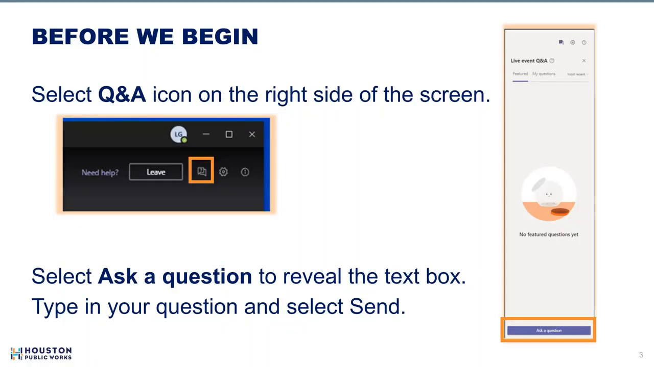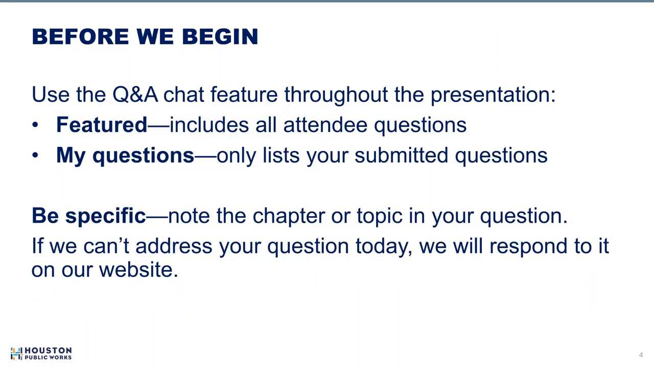If you're not familiar with the Teams live event environment, this slide provides a quick guide. Select the Q&A icon on the right side of the screen and select the Ask a Question box near the bottom of the screen to ask your question. Under the Q&A Featured tab, you will find all attendee questions. Under the My Questions tab, you will find only the questions you've submitted. When you type your questions, note the IDM chapter and topic to give your question context.